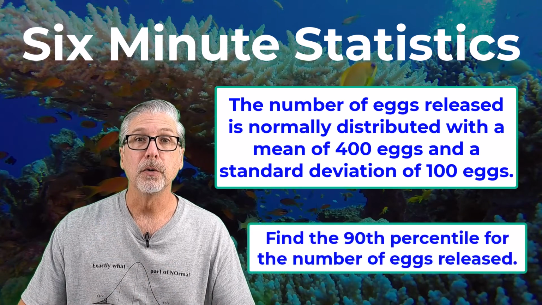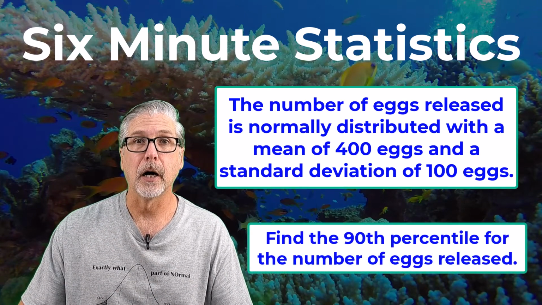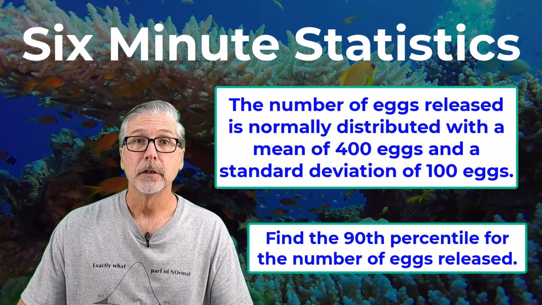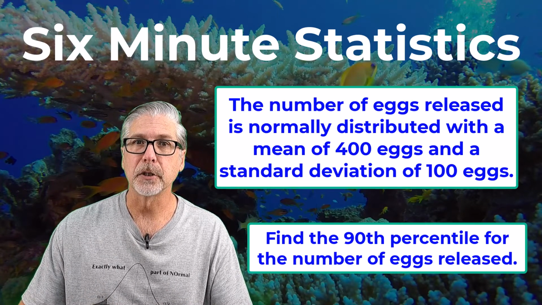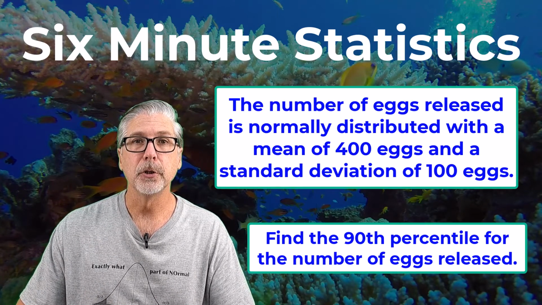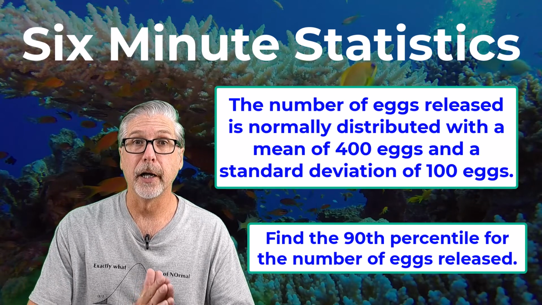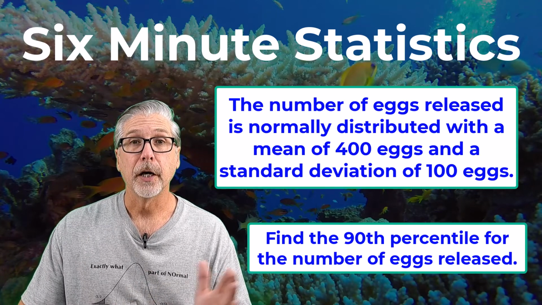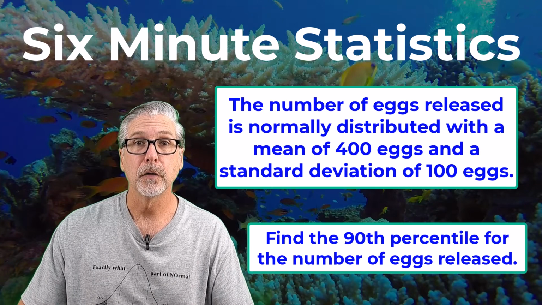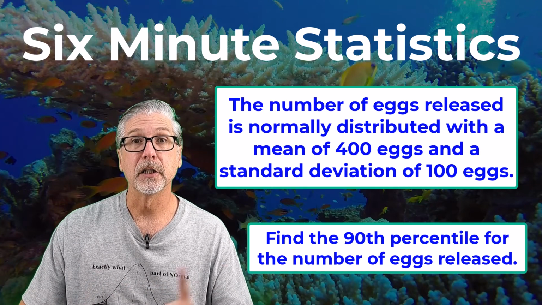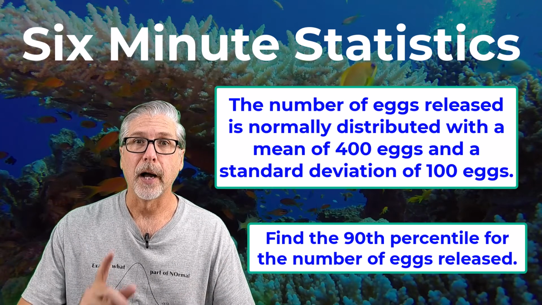I'm going to ask you to find the 90th percentile of the egg spawning distribution. What's that mean, the 90th percentile? Find the point in the distribution where 90% of the eggs released fall below and only 10% fall above. I could also simply refer to that as the top 10%. So how do we do that?